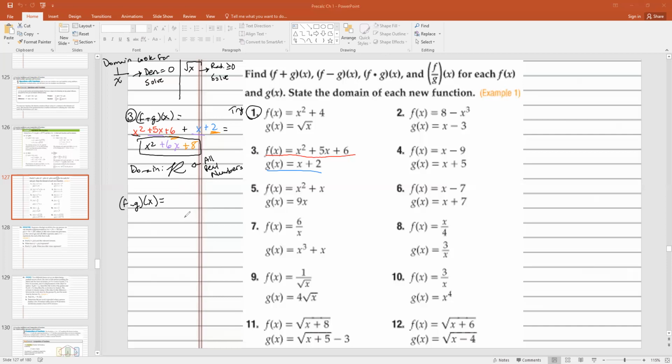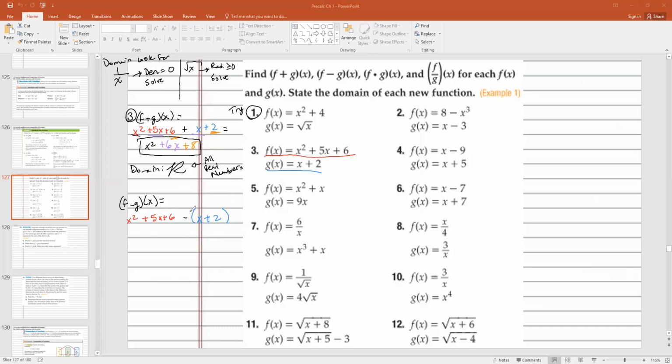And there you want to do the same thing that we did with addition, with one little side note. So you have x squared plus 5x plus 6. That's our f of x. And then our g of x is x plus 2. And we have that minus sign in front. Whenever you have a minus sign in between, you want to put parentheses around that second function. Okay? Because we're not just taking the negative of the x, we're taking the negative of the whole function. We're not just subtracting the x only, we're subtracting the whole function.